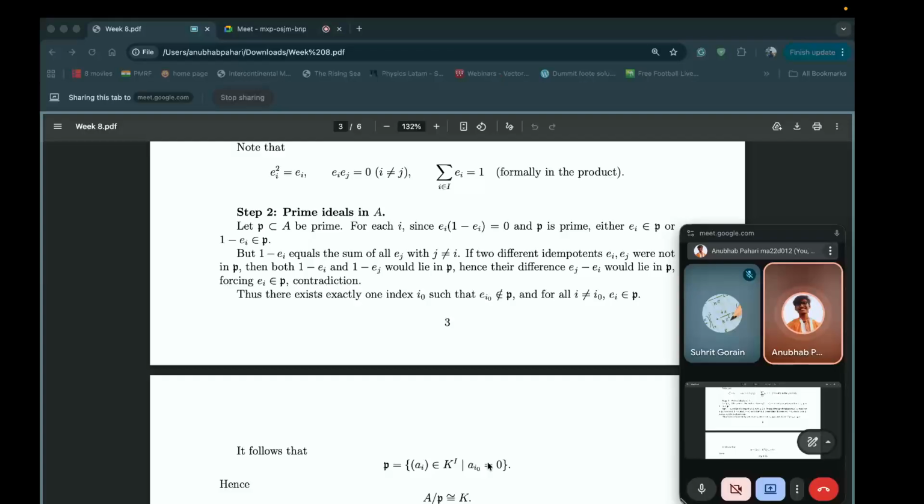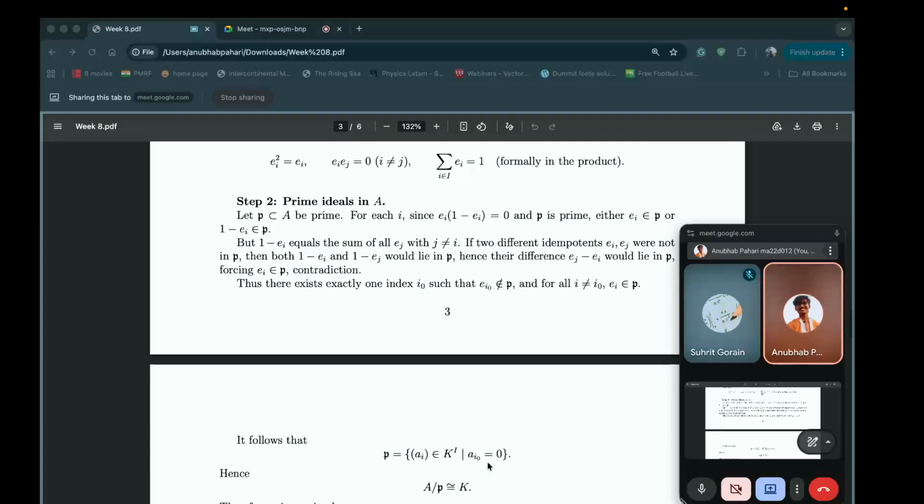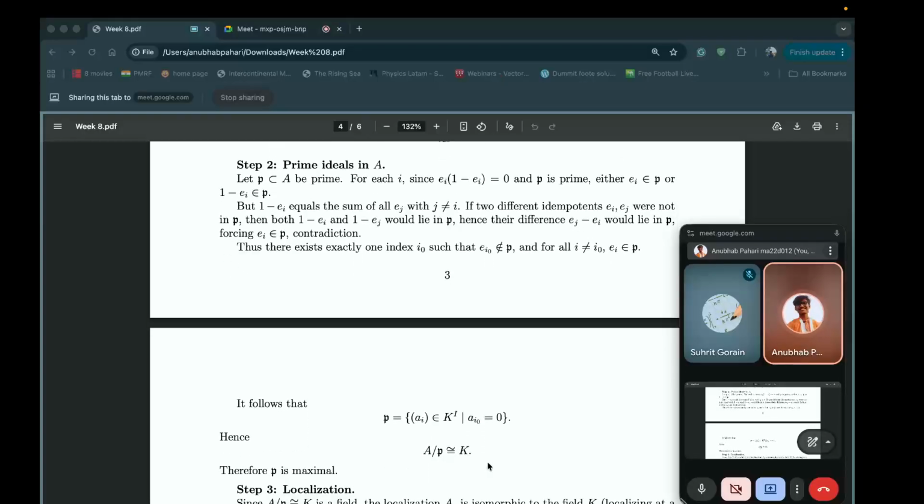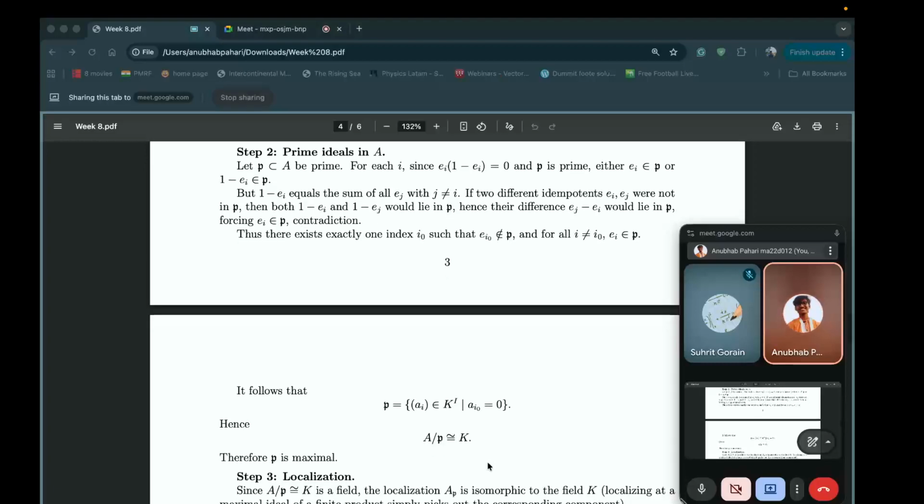So 0 belongs to p, so this product ei dot (1 minus ei) belongs to p. Therefore, since p is a prime, either of them should be in p, that is ei belongs to p or 1 minus ei belongs to p. But 1 minus ei equals the sum of all ej with j not equal to i.